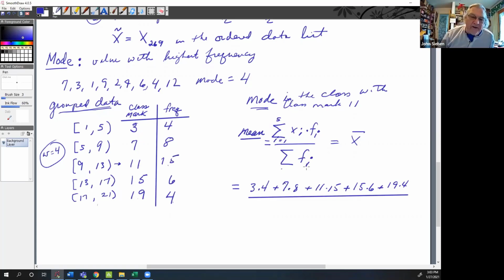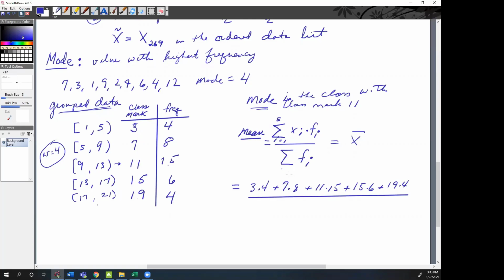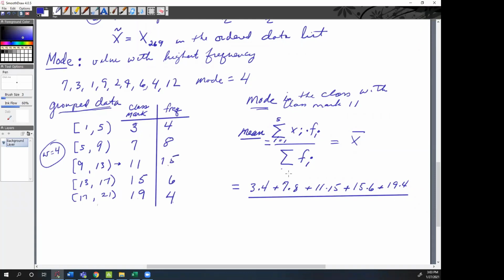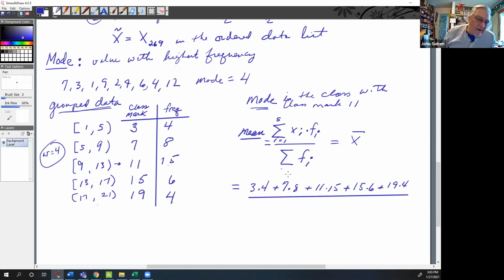Now, what is this denominator? What do you think sigma fi stands for? What's the significance of sigma fi? Is it the sum of all the frequencies? Yeah. Renee, what would be the sum of the frequencies? That is absolutely correct. What's another interpretation of that? It's like how many times the numbers occurred, like the total number of. That's right. The sum of the frequencies is how many pieces of data we had.